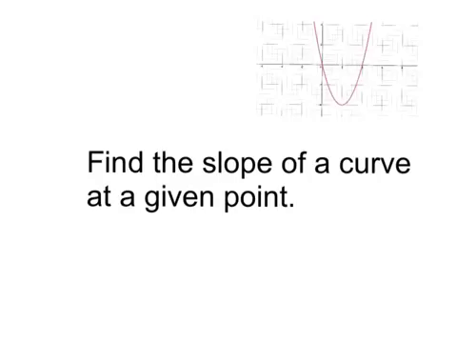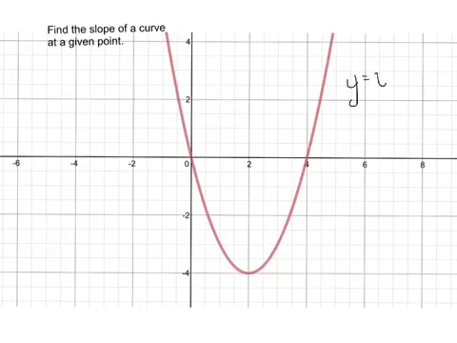Alright, so this video is going to show you how to find the slope of a curve at a given point. So you start with a function, and you have to have a point on that function. Let's see, I've got the graph of the function we're going to use. This is the graph of y equals x squared minus 4x.